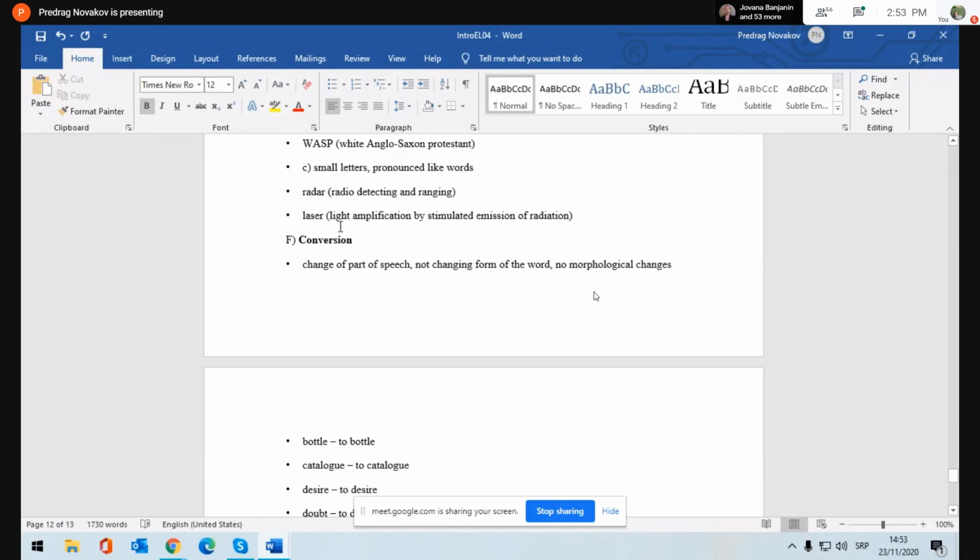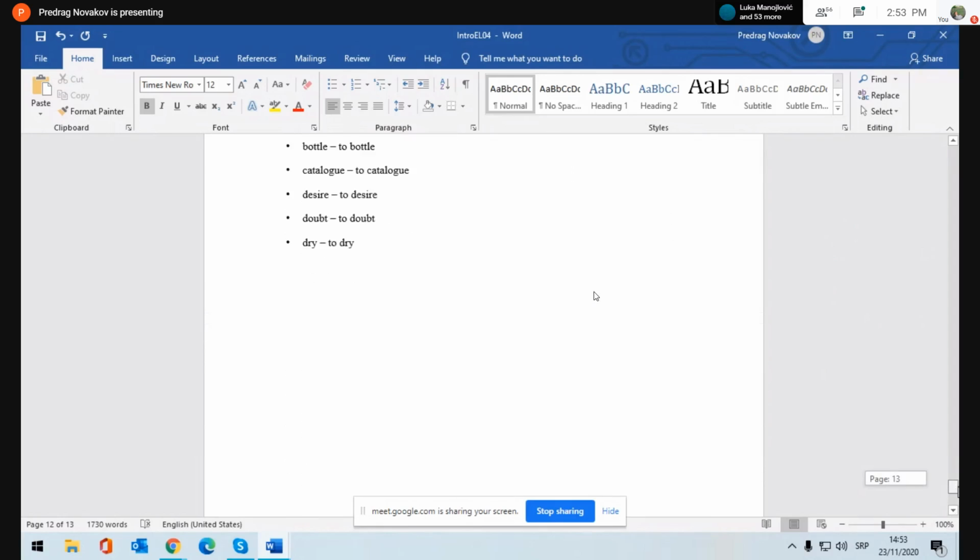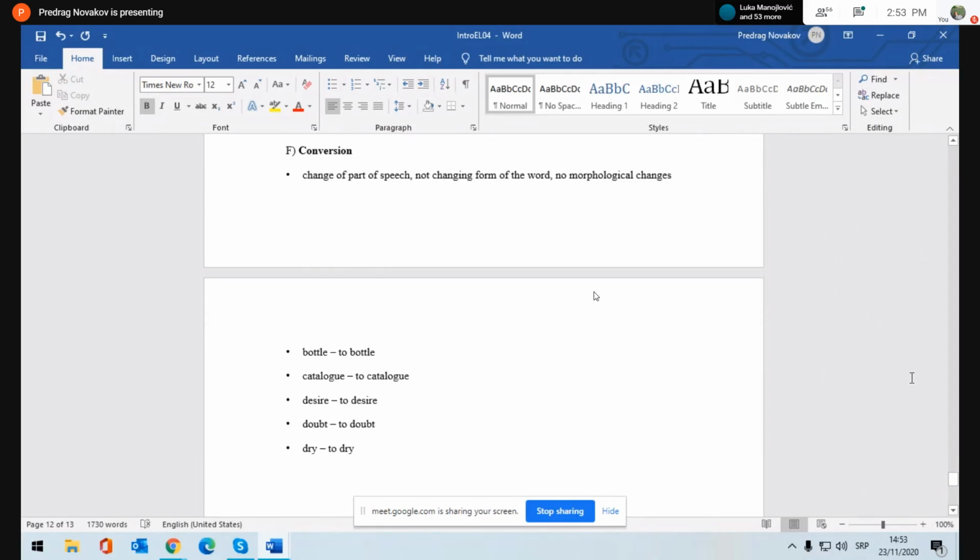And laser, this is a bit complicated. You don't have to learn it by heart, but it means light amplification by stimulated emission of radiation. So the third type, small letters, they're acronyms, pronounced like words. But just think about it, not just the first letters. Radar. The next process we are going to mention, do you have any questions before we go to conversion? This is the last one in this file.